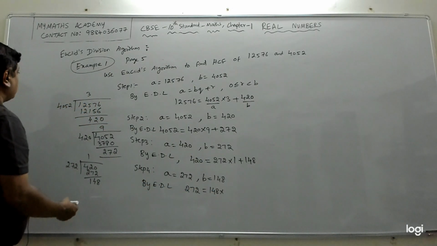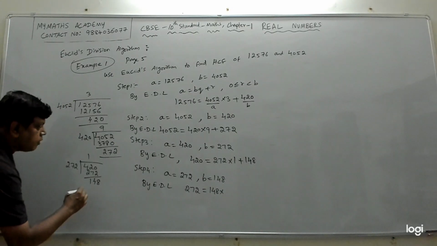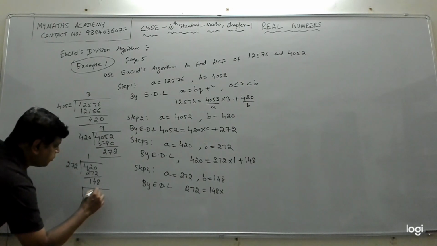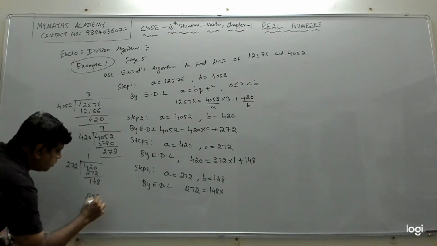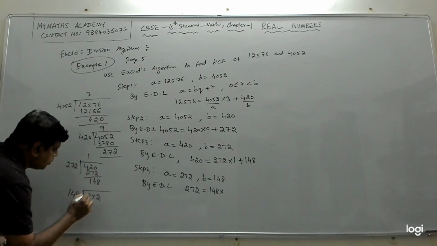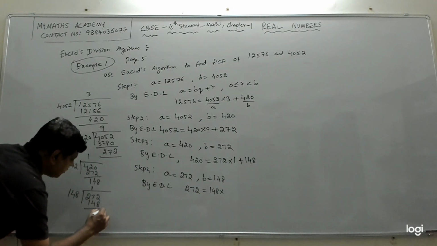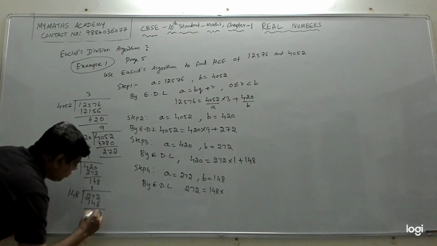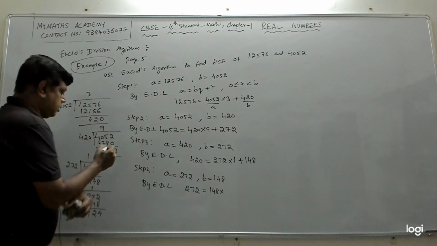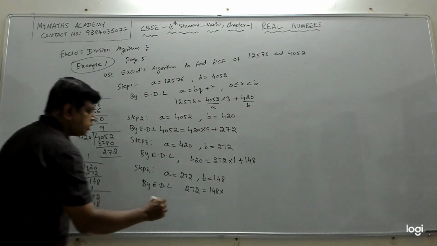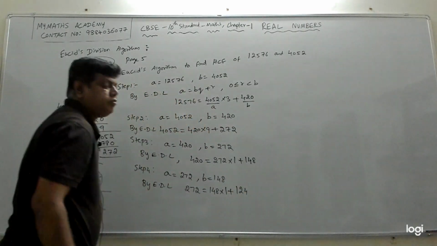Right? So can I erase this? Or I will do it down here. Fine. So I will divide 272. I am going to divide 272 by 148. So 148 ones are 148. Right. Now if you subtract, 12 minus 8 is 4. 6 minus 4 is 2. 2 minus 1 is 1. So you get 148 into 1. So quotient is 1, plus remainder. Remainder is 124. Clear?